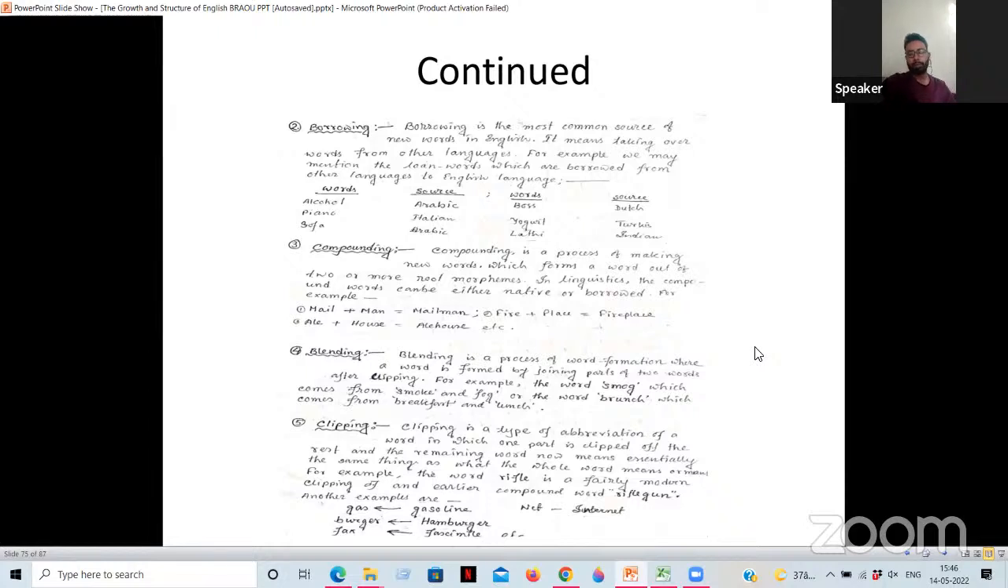after clipping. So there will be two words, but we will not put them together as they are, like in compounding. Rather, what we will do is clip some parts of those words and put them together. For example, we have breakfast and we have lunch. When we make brunch from breakfast and lunch, it will become brunch.